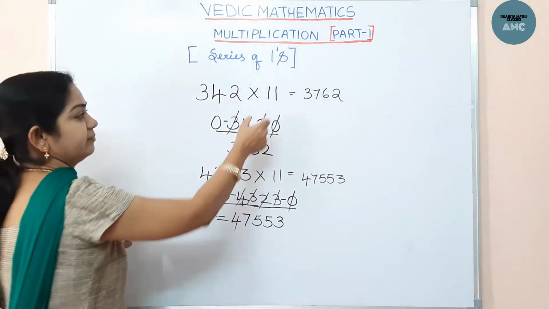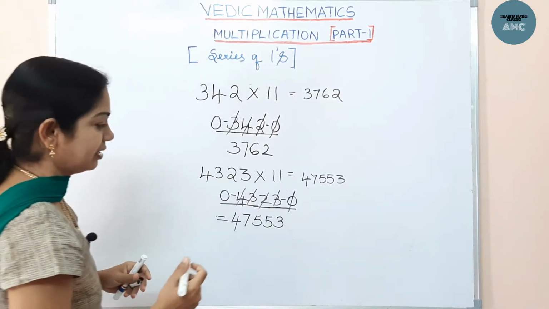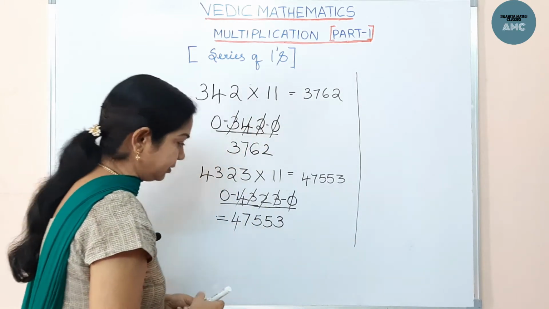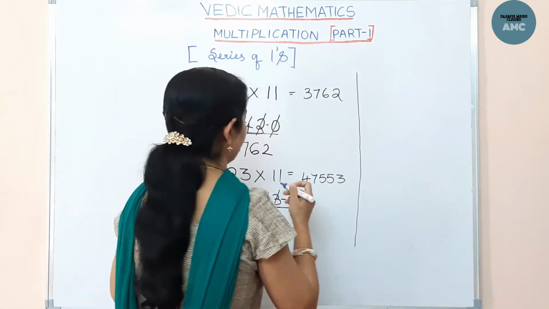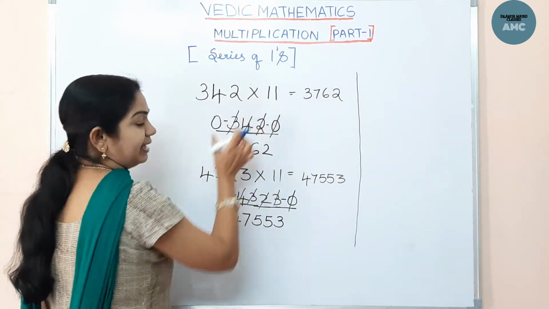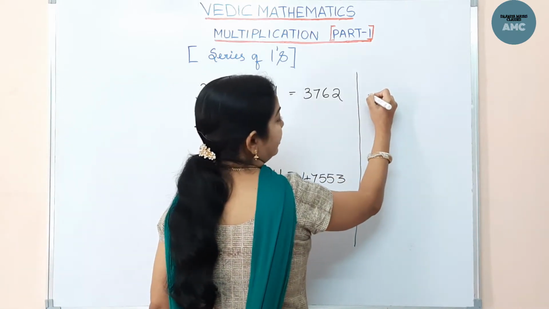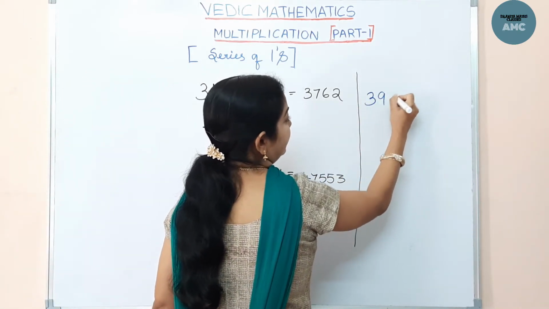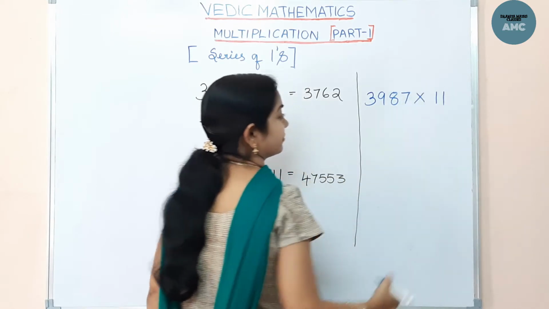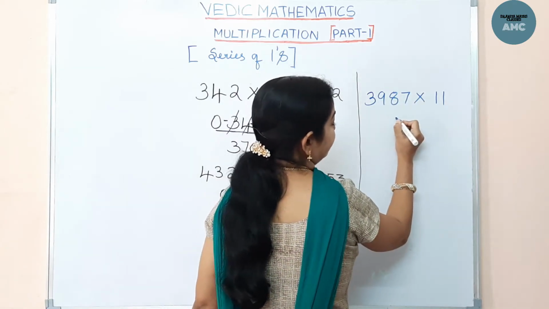Now we have multiplied with 2 ones. Let us see multiplication with 3 ones, the same pattern. These are the simple examples, so let me take a complicated example. Now if I take 3987 into 11, again the same thing you have to write.